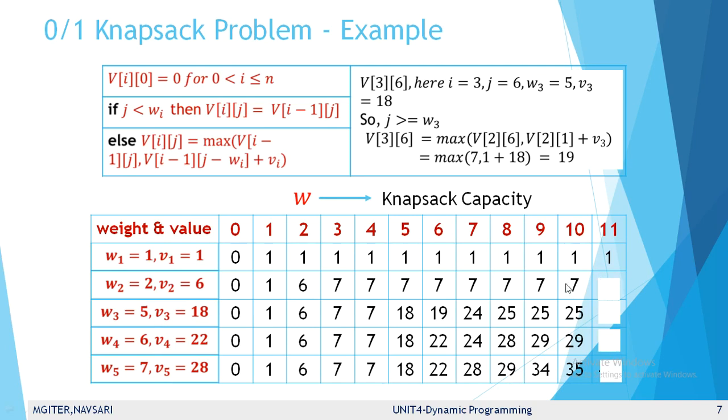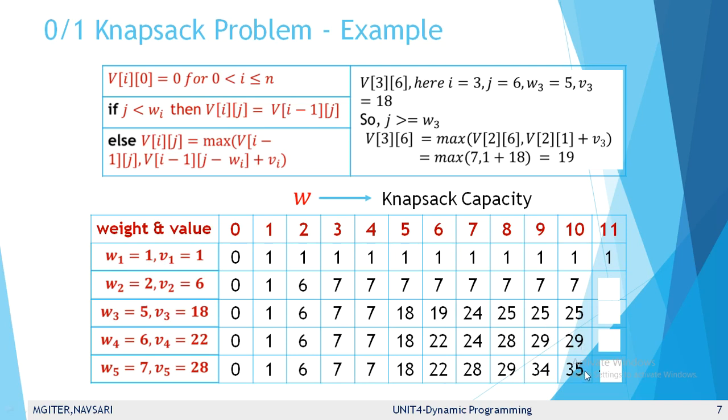Now in column number 10, here we include the one item, here we include the two items, and here we include the three items because the capacity of the bag is 10. Now at i equal to 4, we include the weights of 1, 2 and 6: 6 plus 2 is 8, plus 1 is 9. 6 plus 5 is 11, so we cannot include that here because the capacity of the bag is 10. So the profit is 1 plus 6 plus 22, which is 29.